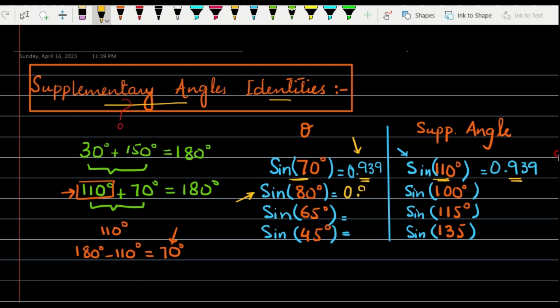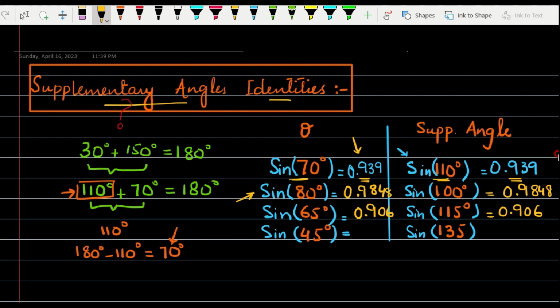So the answer of sine 80 will be 0.984. And what is sine 100? Sine 100 is also giving us the same answer. So it means the sine of supplementary angles will be the same, right? Further calculation required for sine 65. It will be 0.906. And what about sine 115? That will also be the same, 0.906. That's great.